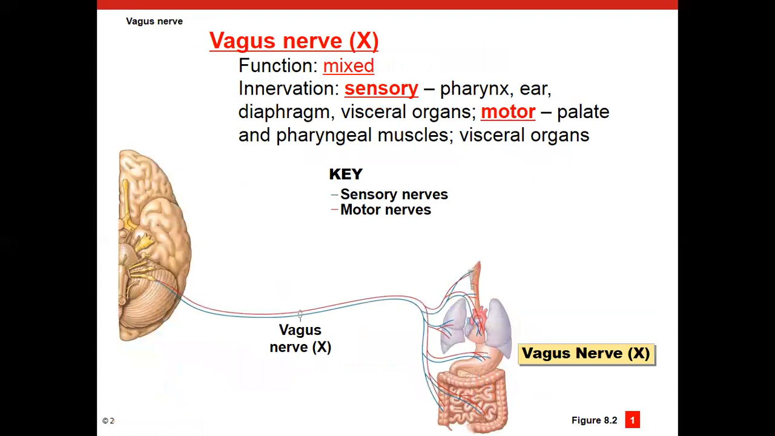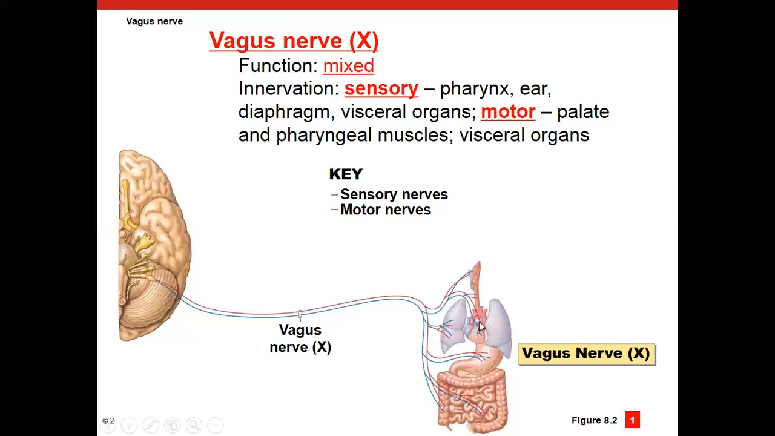The vagus nerve, its nickname is the wandering nerve. So it's a cranial nerve, but it has a really big job. It's mixed. It has sensory fibers coming in from the ear, the diaphragm, which is your muscle of breathing, and some internal organs like the heart, the lungs, and the digestive system organs. And there are motor fibers headed to the palate in your mouth, the back of your throat, which is called the pharynx. So there's pharyngeal muscles there, and organs all throughout the thoracic and abdominal cavities.